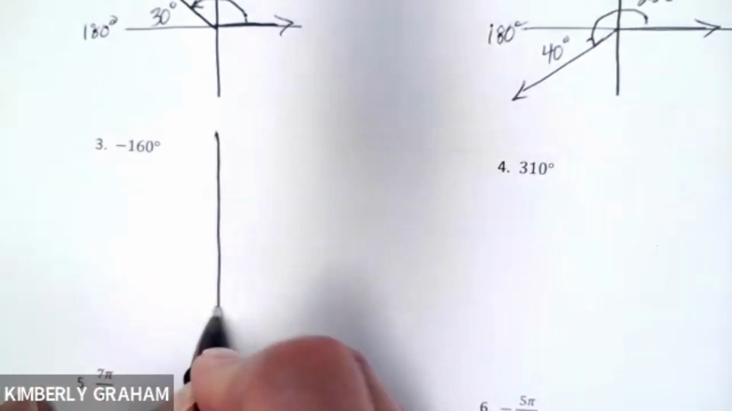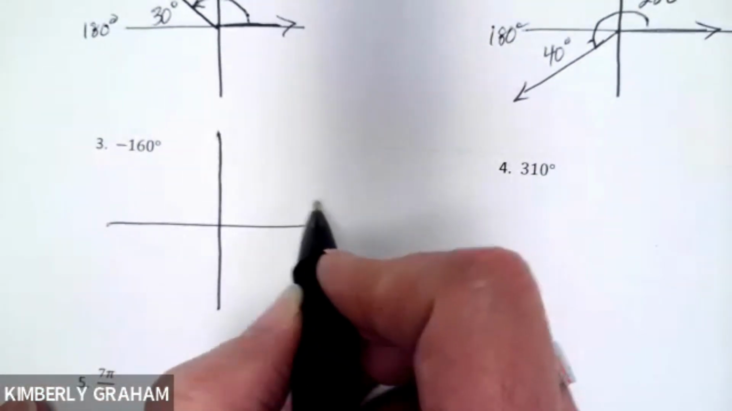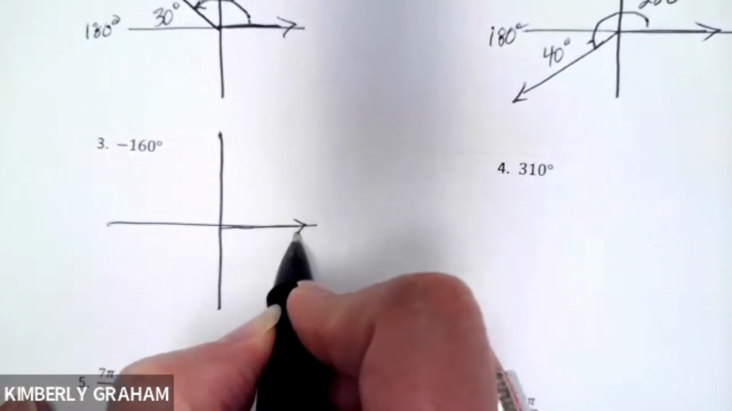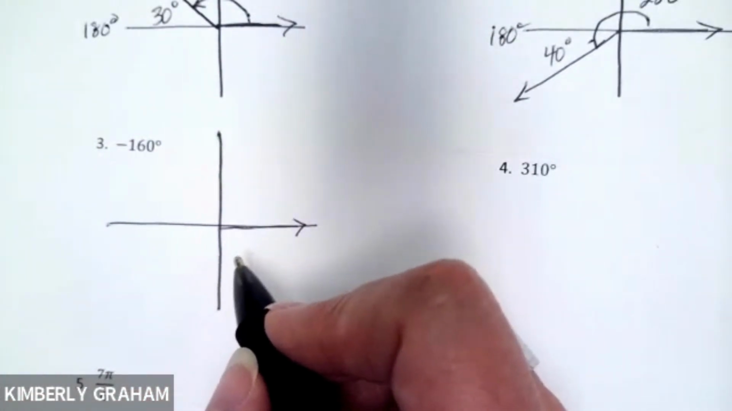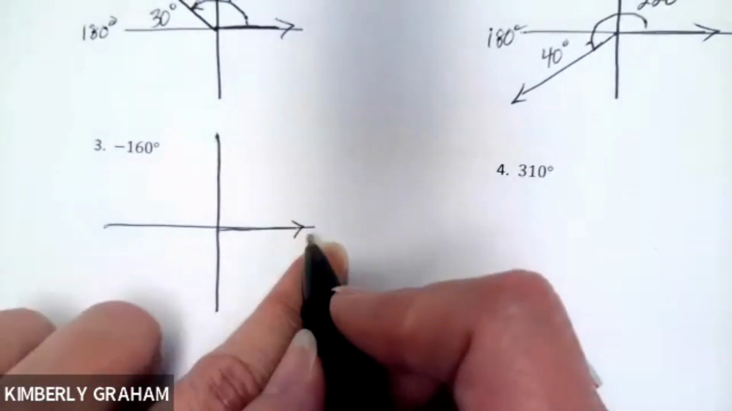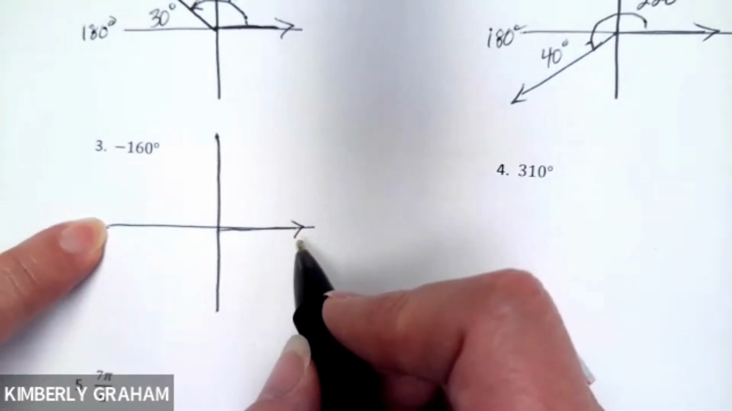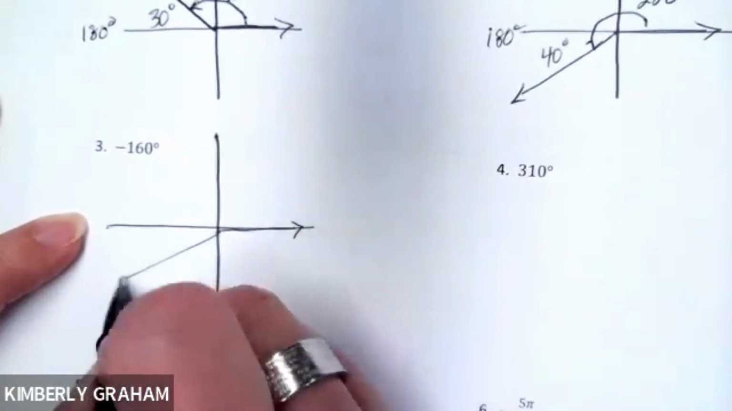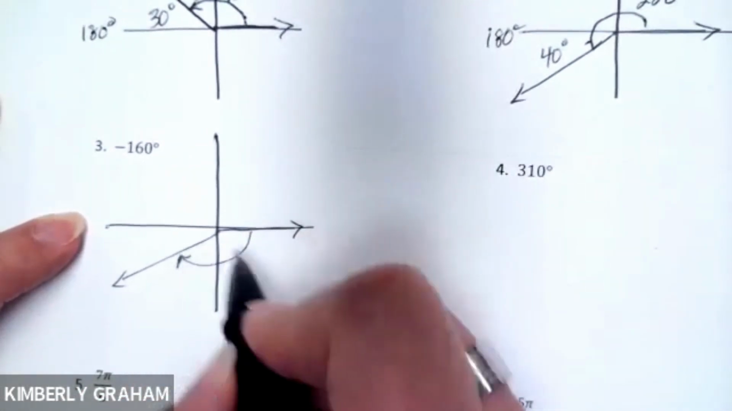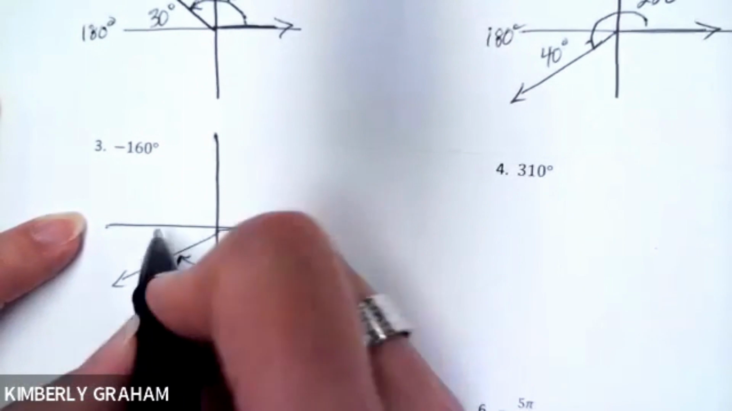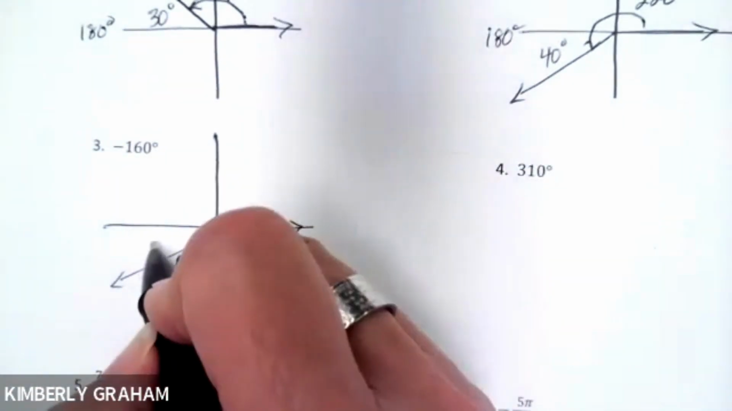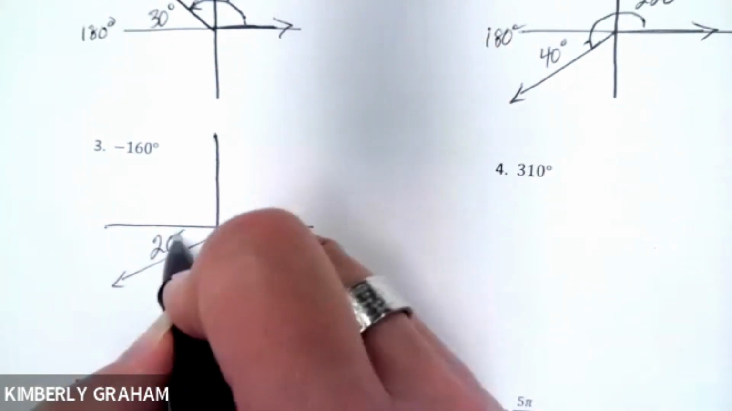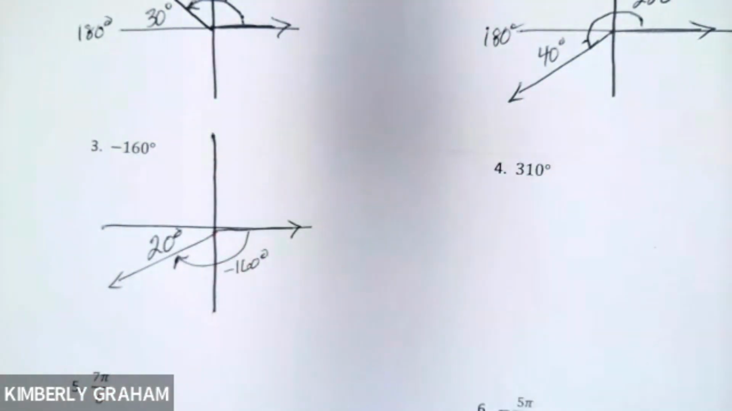Problem 3, I have an angle that's negative 160. So there's my initial side, and a negative angle means I have a clockwise rotation. So if I'm going clockwise, this would be negative 180 over here. So negative 160 is this way, right? So what is my reference angle in here going to be? This would be 20. Very good. And it's always going to be a positive number.